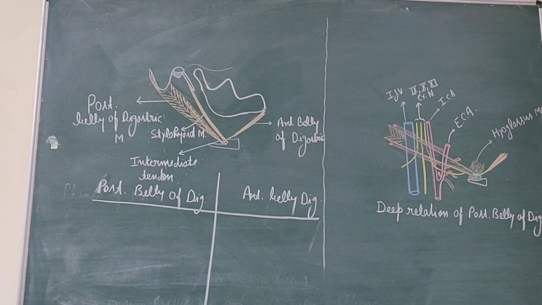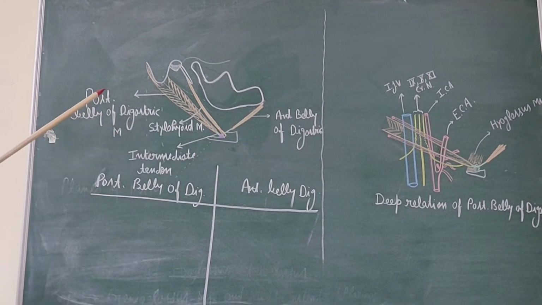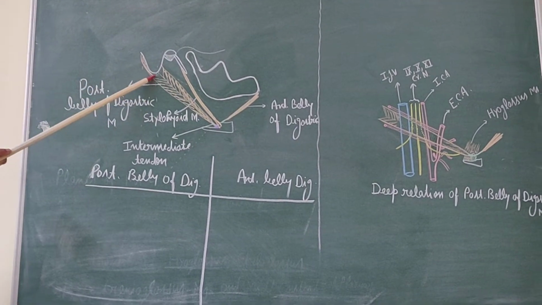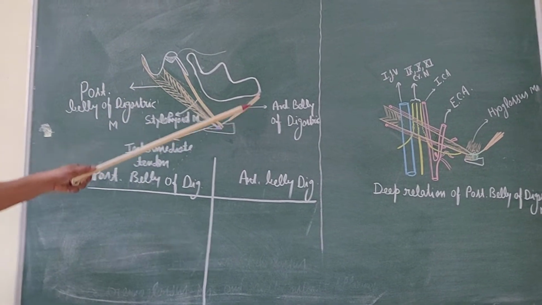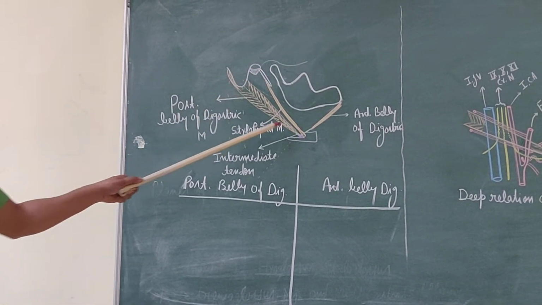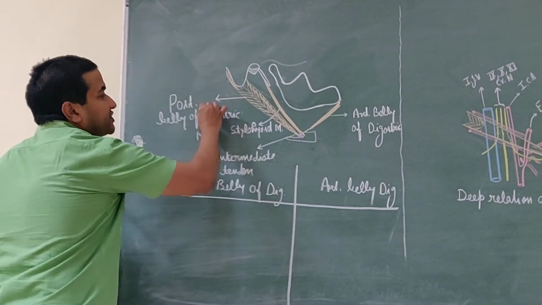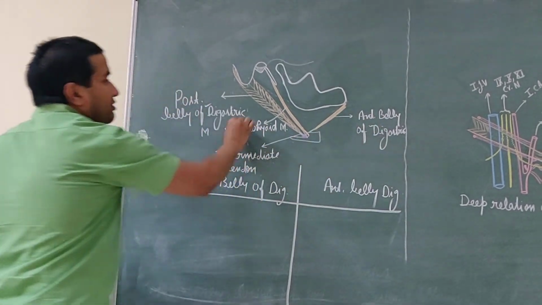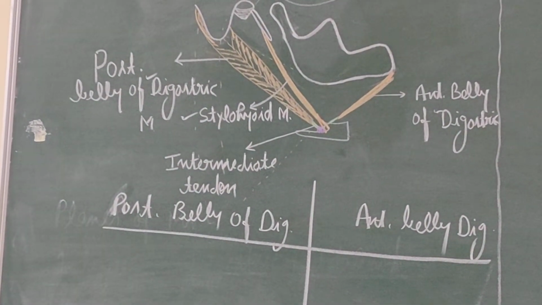Now, the first layer in this diagram has two muscles. It is the digastric muscles, and the muscles come from the styloid process. These are the digastric and the styloid muscles, present in the first plane.